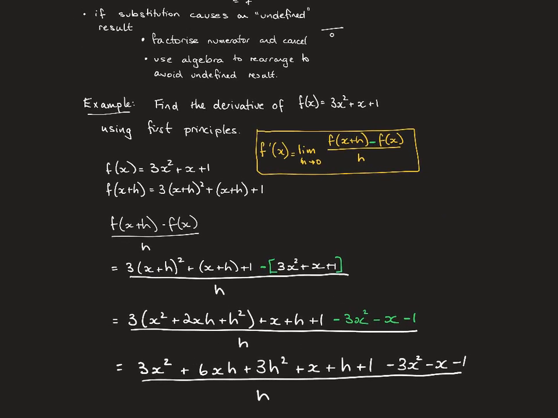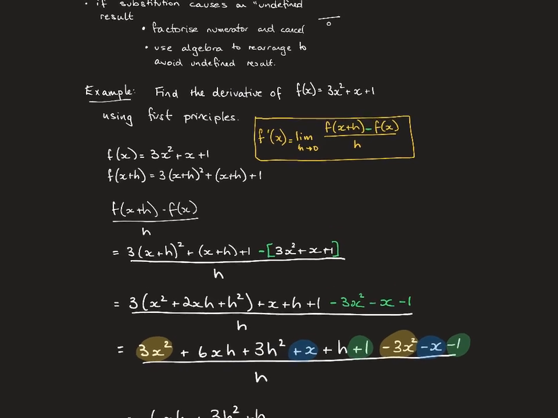Now, if you've expanded everything correctly, what you should find is that every term in the numerator that doesn't contain an h should have a matching term so that it cancels out to 0, so that all you're left with on the top line are terms that contain h. So the 3x squared has a minus 3x squared, plus x minus x, plus 1 minus 1. Everything else has an h in it.